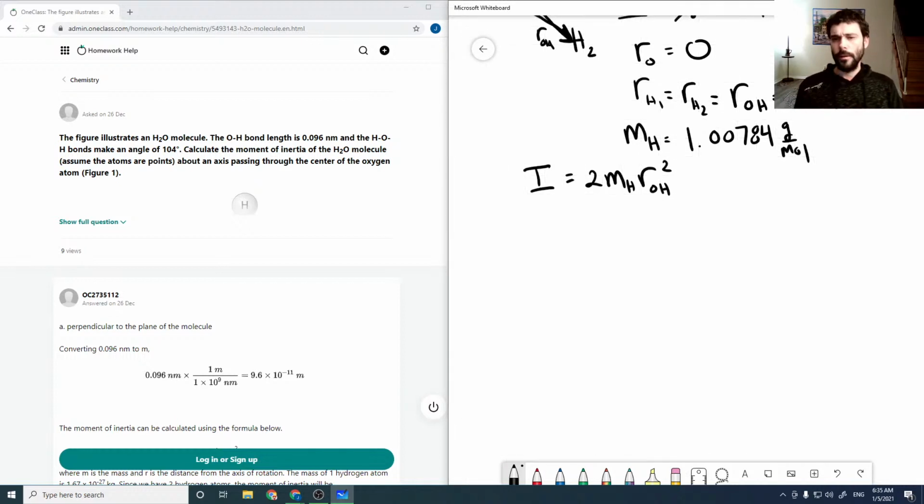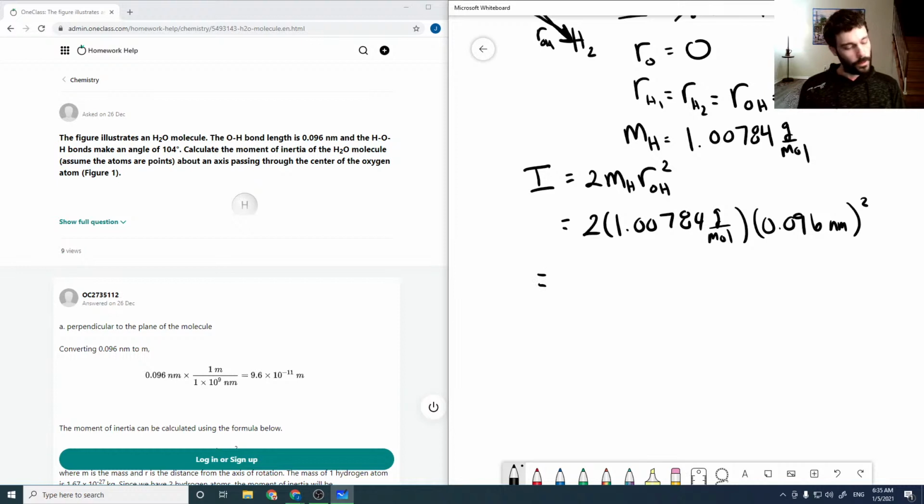That comes out to be 2 times 1.00784, times 0.096 squared, which, if we punch it through our calculator here, comes out to 0.0185765 grams per mole nanometers squared.